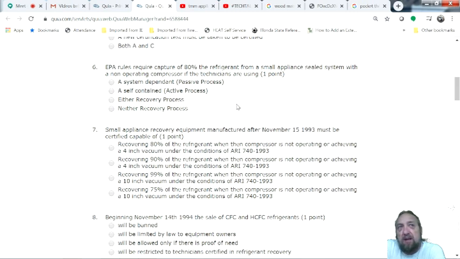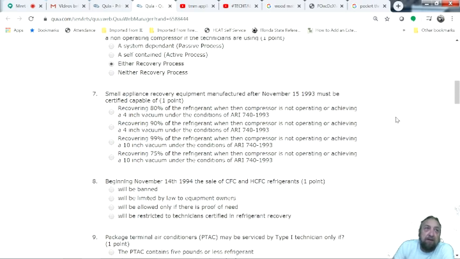Now say system dependent, self-contained. That's a tricky one. Self-contained is an active recovery, but it depends on how old it is, because if it's made before 1993, you're only required to capture 80%. If it's after, you've got to recover 90. So I would say either recovery process, because it doesn't specify there in the date.